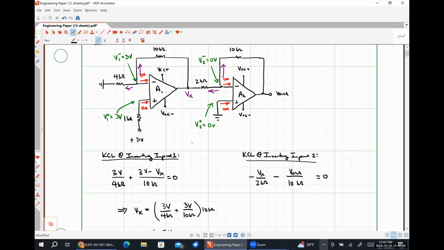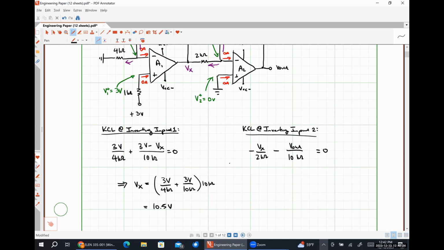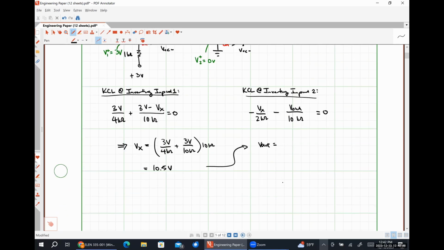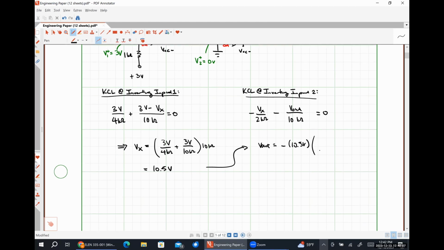Yep, 10.5 volts. Substituting that 10.5 volts into here, we would have V out is equal to negative 10.5 volts times 10 kiloohms over 2 kiloohms.